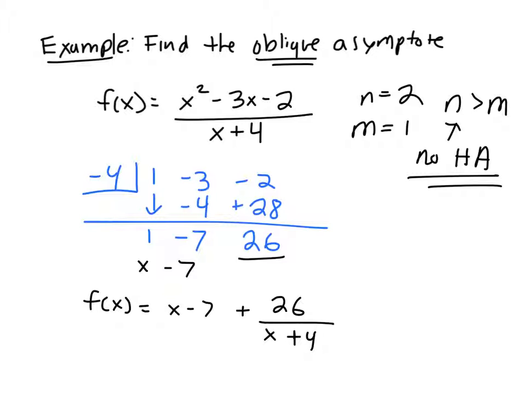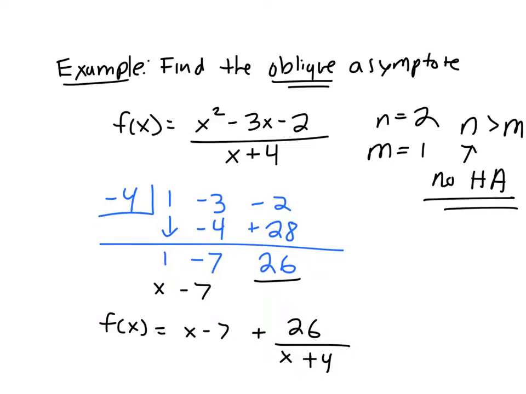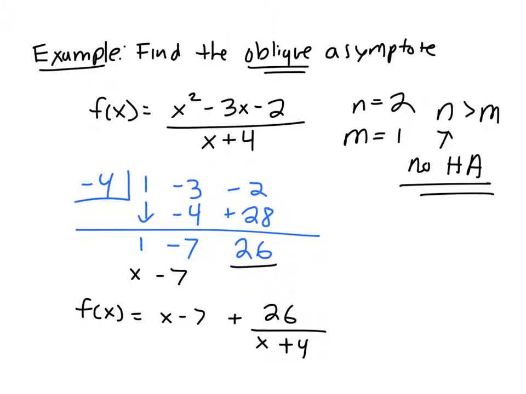I just rewrote f of x. I didn't change it; this is the same as this. Now when x goes to positive or negative infinity, this term zeroes out, so you're left with just this. So this here is your oblique asymptote. You would say y equals x minus 7 is the oblique asymptote.